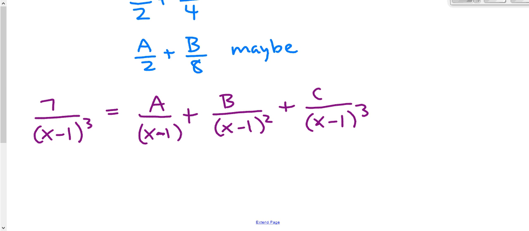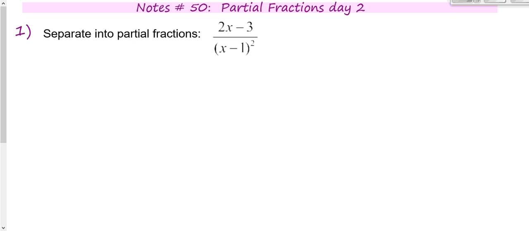Okay, we're going to work through 2 examples. I think this is notes number 50. And then after that, you have 4 homework problems. Okay, example number 1, separate into partial fractions 2x minus 3 over x minus 1 quantity squared.